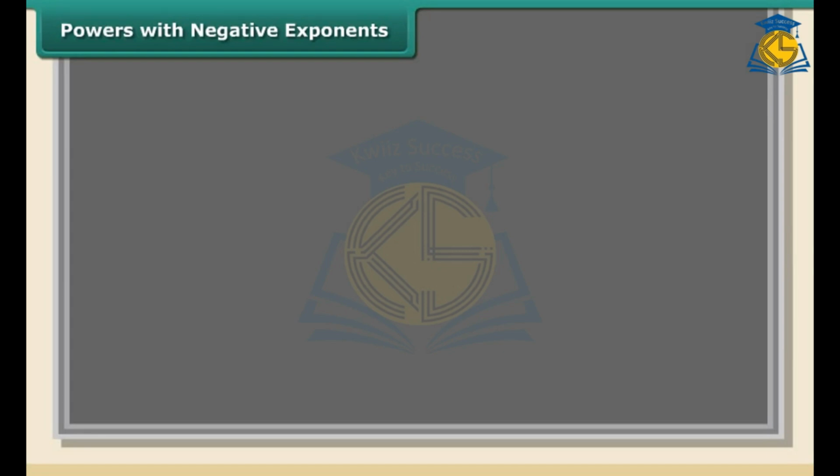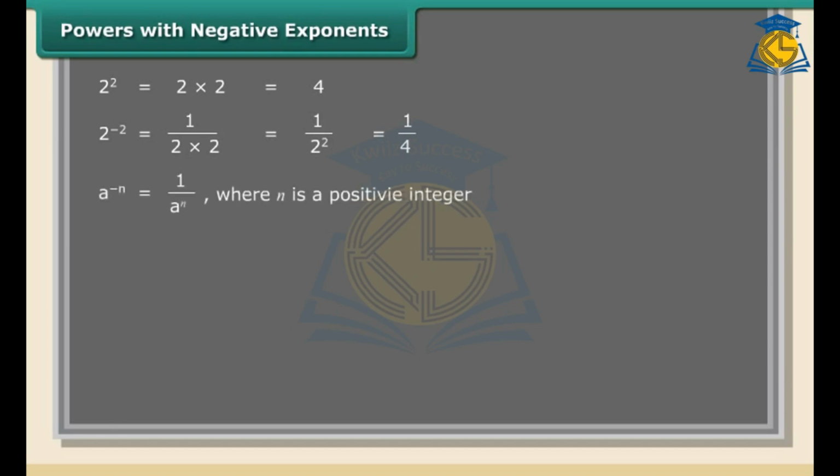Powers with negative exponents. 2^2 = 2 × 2 = 4. 2^-2 = 1 upon 2 × 2 = 1 upon 2^2 = 1 upon 4. a^-n = 1 upon a^n, where n is a positive integer.